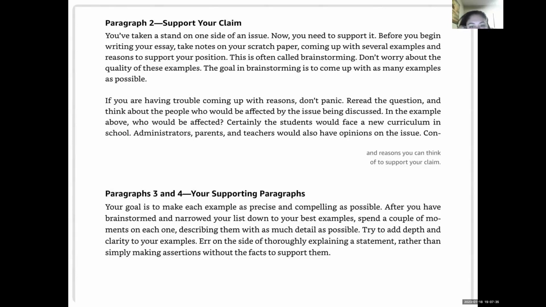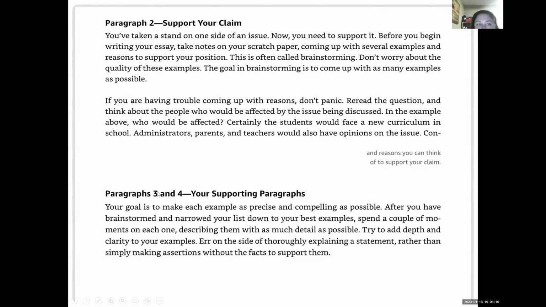This is called brainstorming. Don't worry about the quality of the examples. Just make sure that you have examples. The goal in brainstorming is to come up with as many examples as possible. If you are having trouble coming up with reasons, don't panic. Reread the question and think about the people who would be affected by the issue being discussed. In the example above, who would be affected? Certainly, it would be the students who would face a new curriculum in school. The administrators, parents, and teachers would also have opinions on the issue.